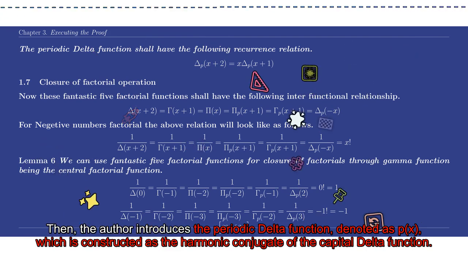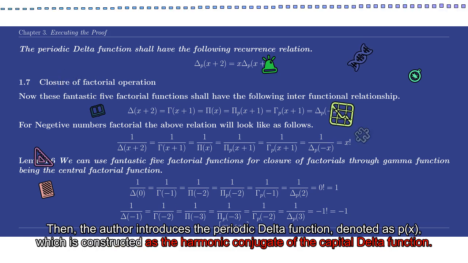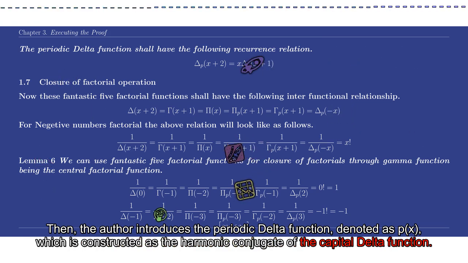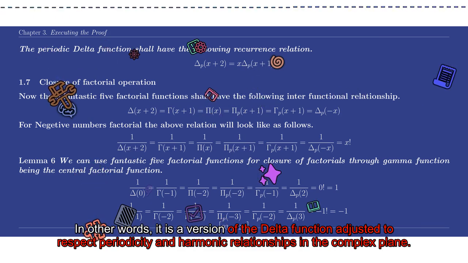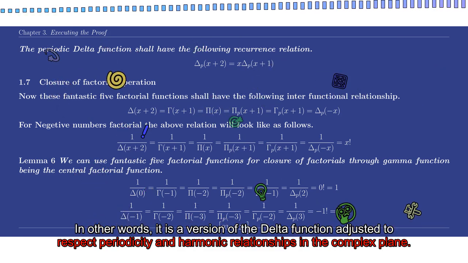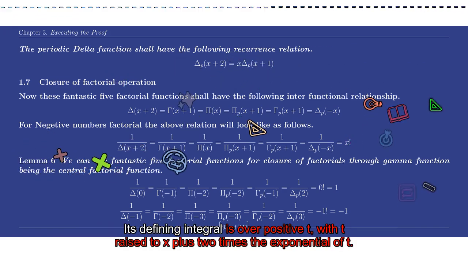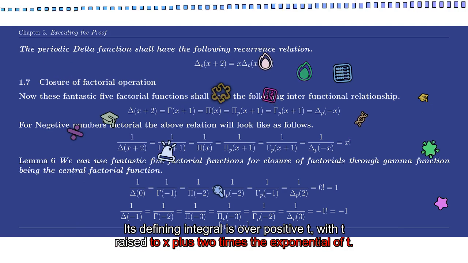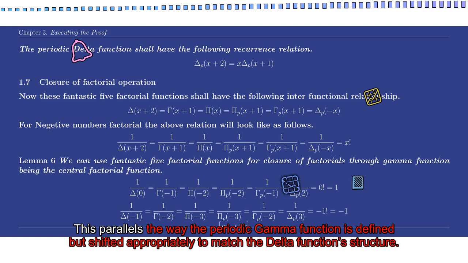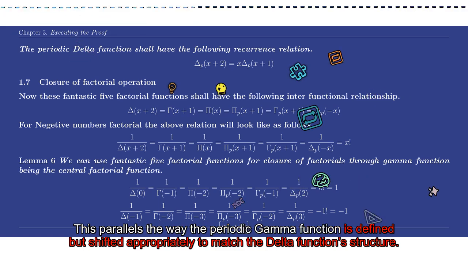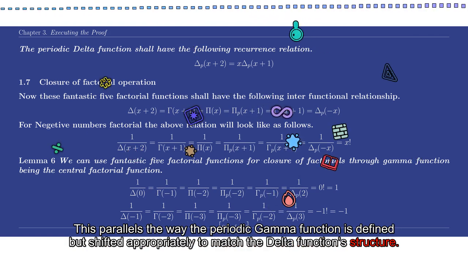Then, the author introduces the periodic delta function, denoted as px, which is constructed as the harmonic conjugate of the capital delta function. In other words, it is a version of the delta function adjusted to respect periodicity and harmonic relationships in the complex plane. Its defining integral is over positive t, with t raised to x plus 2 times the exponential of t. This parallels the way the periodic gamma function is defined, but shifted appropriately to match the delta function's structure.